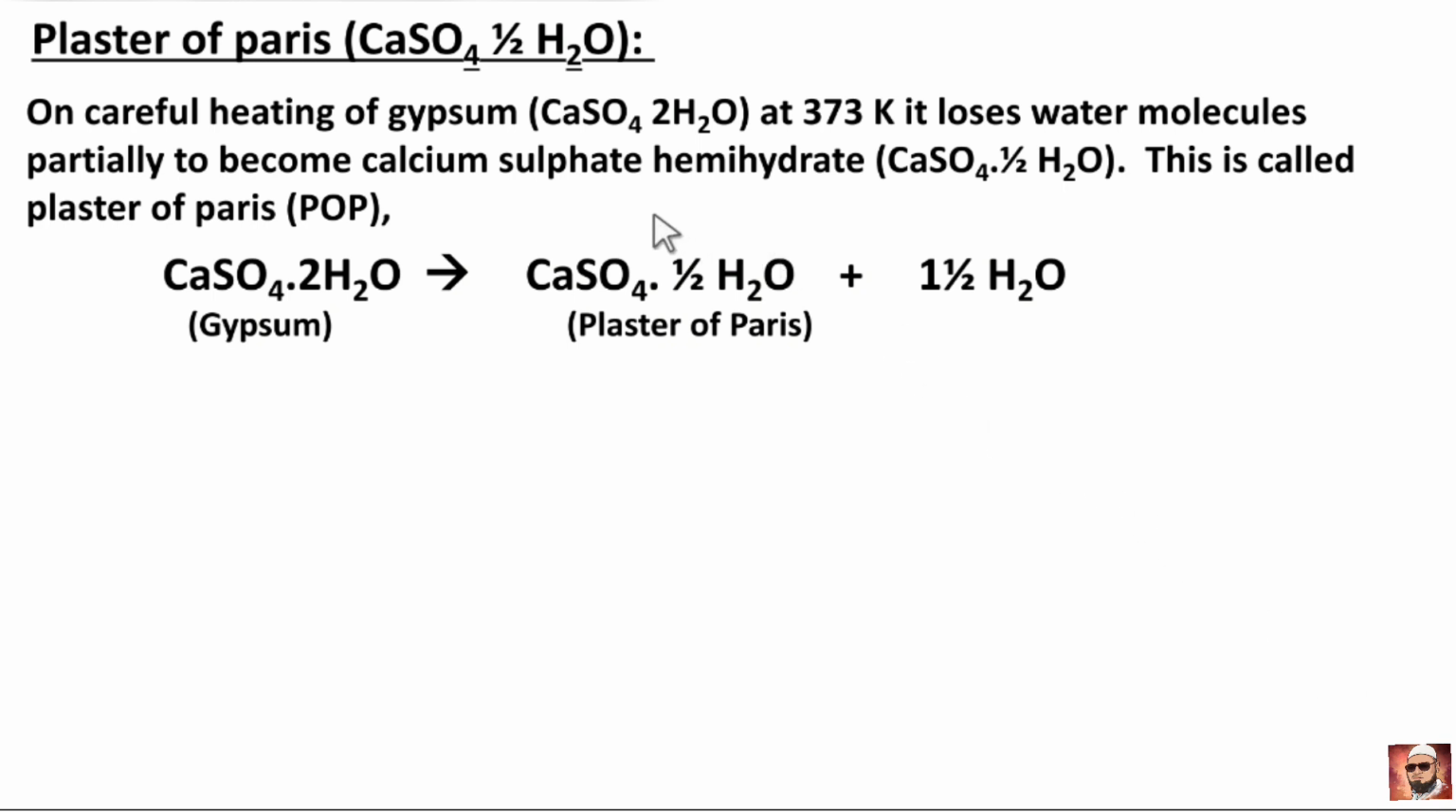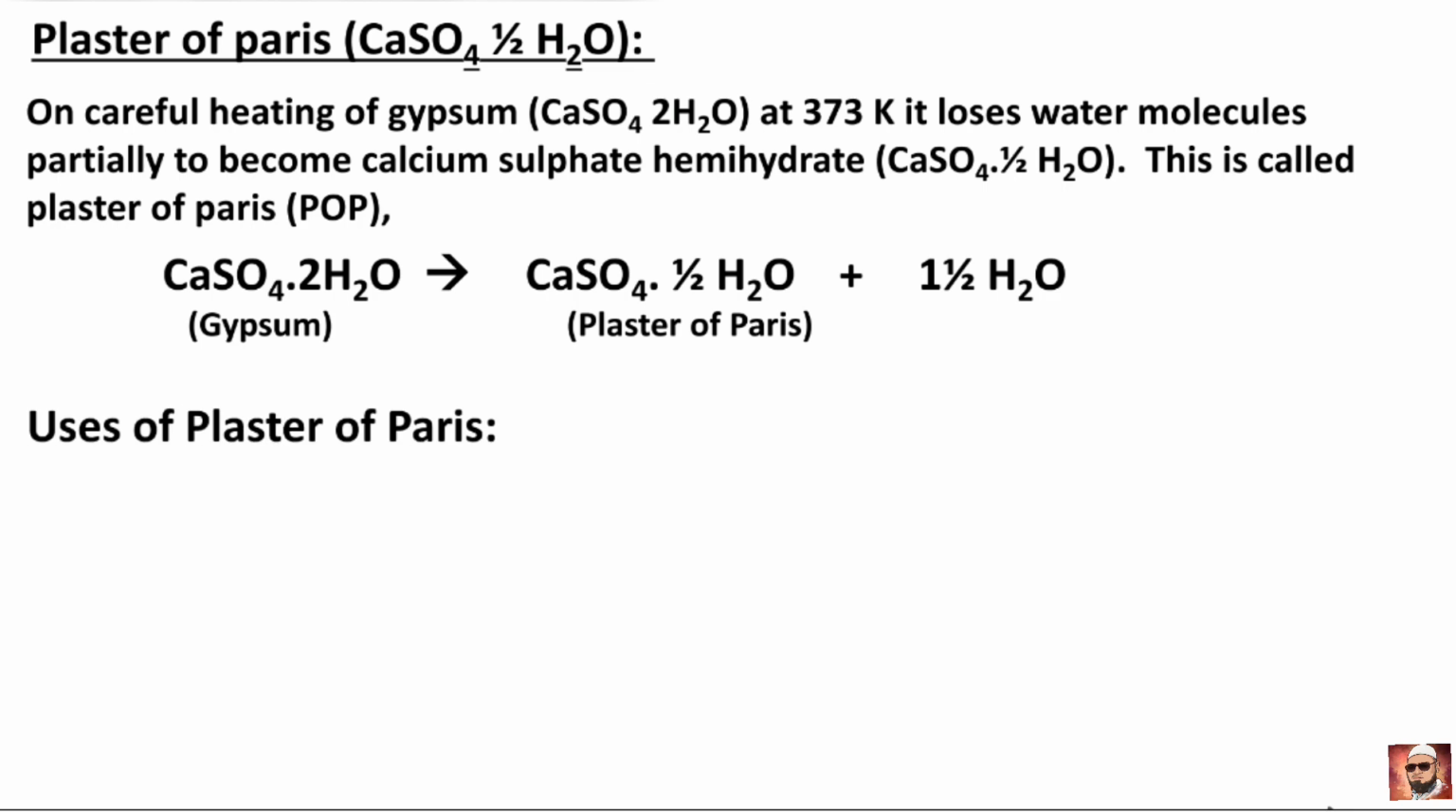Why do we call it hemihydrate? It is obtained from gypsum, and in gypsum 2 water molecules are present. Hemi means half, so half of the water in gypsum gives 1/2 H2O in its formula. That's why we call it calcium sulfate hemihydrate, and we write the formula as CaSO4·1/2 H2O. You can see that along with it one water molecule is formed. You can also write it as 3/2.